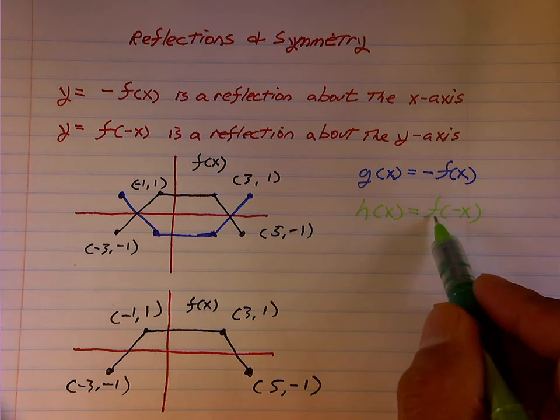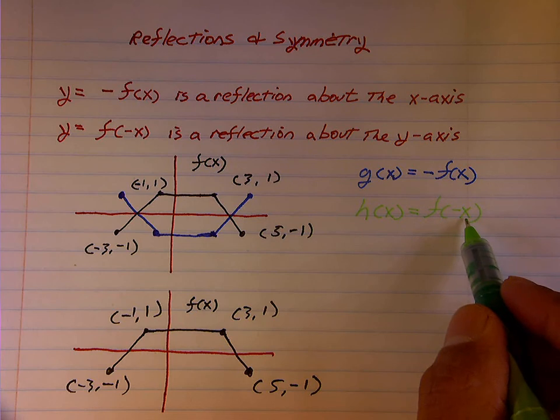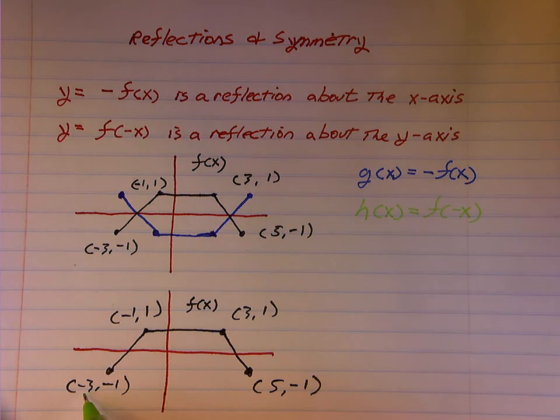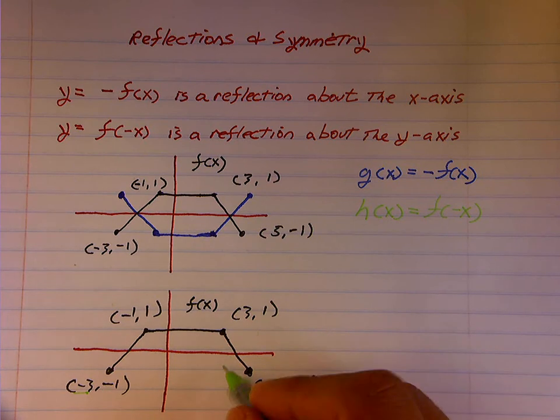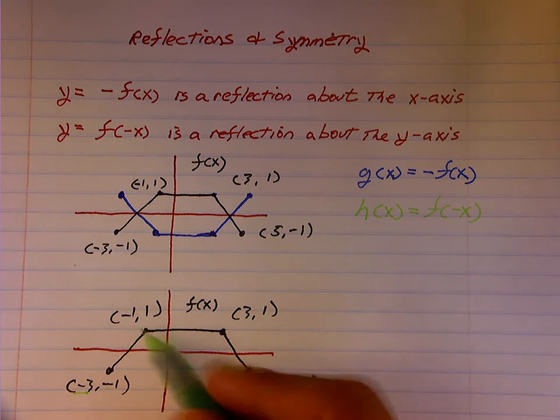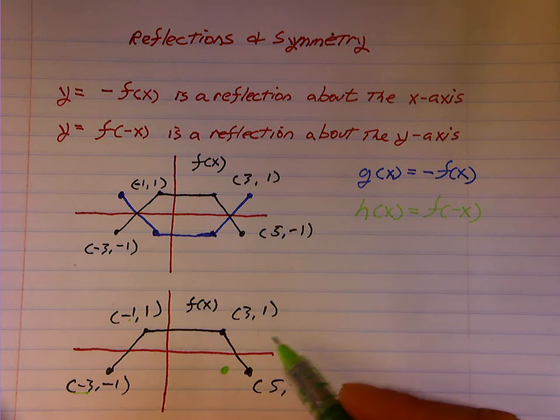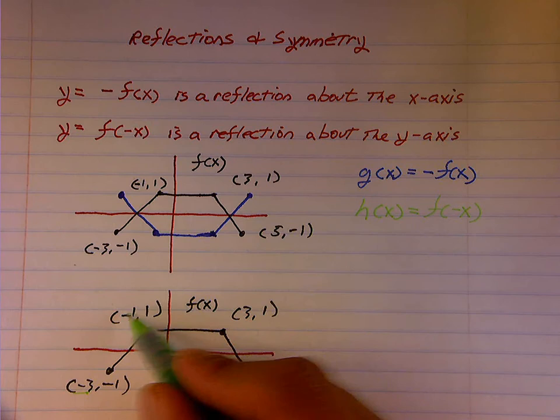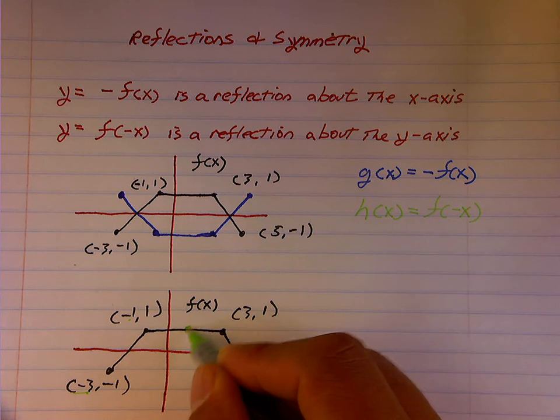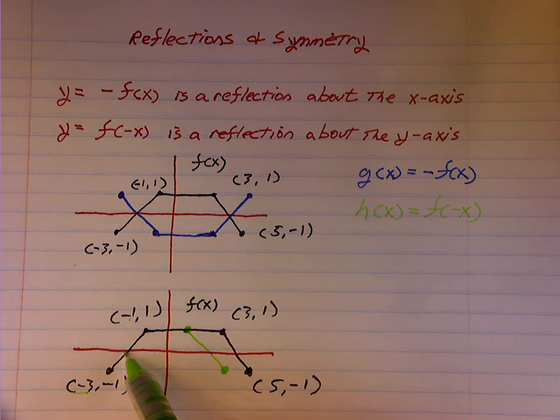All I'm doing is keeping the same y value for a negative value of x. So the x value changes, and I'm going to end up with a point 3, negative 1. This point, negative 1, positive 1, the x value is going to change, and I'll end up with a positive 1, and the y value stays the same.